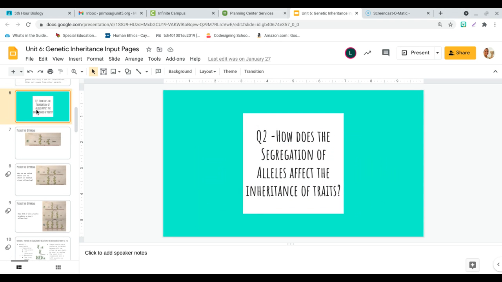So today we're going to address question 2. So far we've talked about meiosis and how alleles segregate randomly into separate gametes, and this makes 4 haploid cells, which can then be passed on or used for reproduction to create offspring. But how the heck did we come to the understanding of all this stuff?